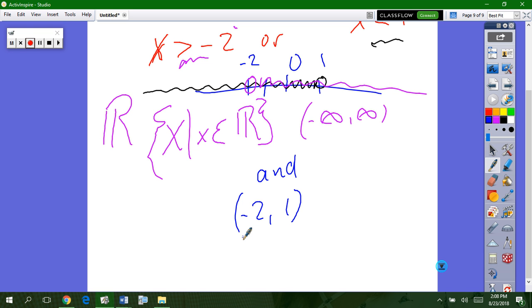In the interval. I'm just going to do the interval, not the set builder. Okay, does that make sense to everybody though? I guess the set builder would be X such that X is greater than -2 but less than 1. Is everybody with me there?